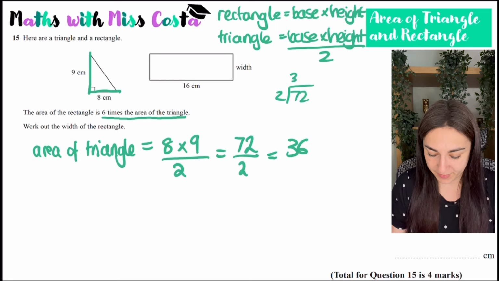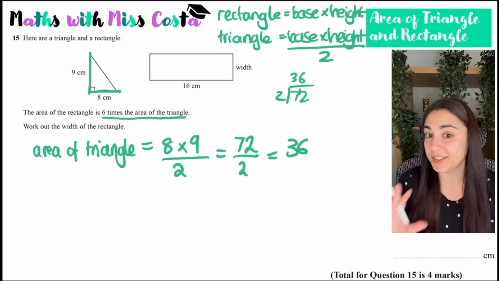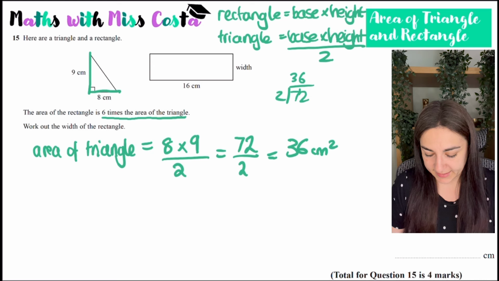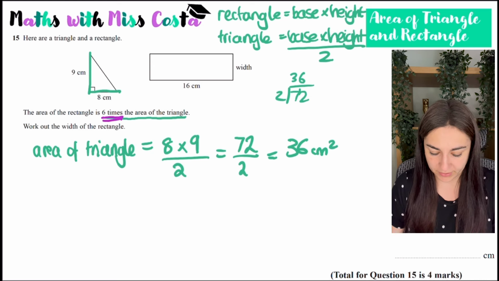So 2's into 7 go 3 times, remainder 1, 2's into 12 go 6. With any of these, if you can't do them mentally, just use the bus stop method. So the area of the triangle is 36 centimeters squared. And I know that the area of the rectangle is 6 times the area of the triangle.